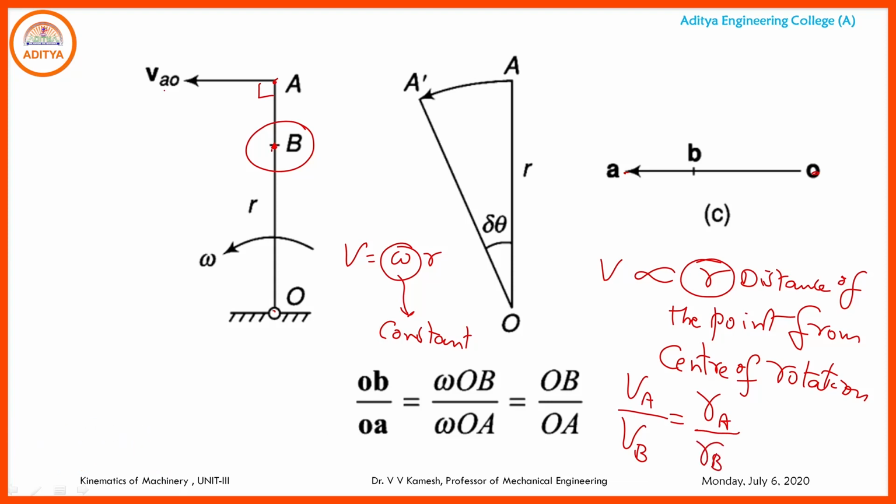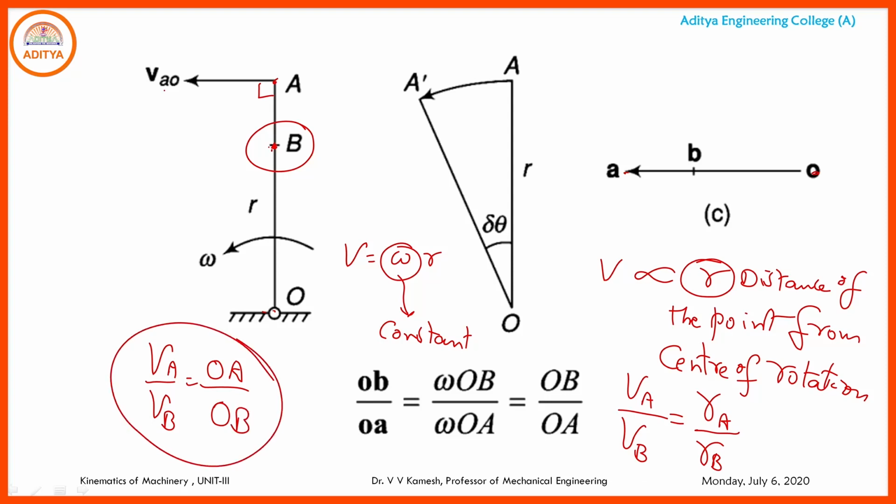What is the radius of rotation of A? It is equal to OA. The radius of rotation of B is equal to OB. That means VA by VB is equal to OA by OB.